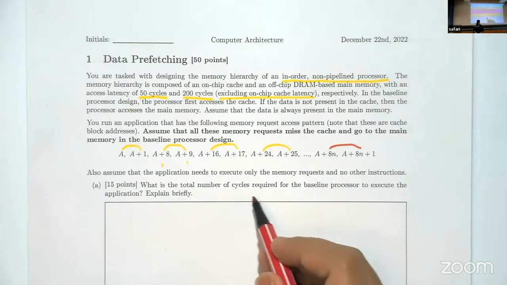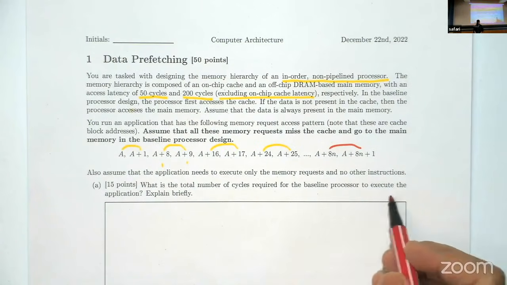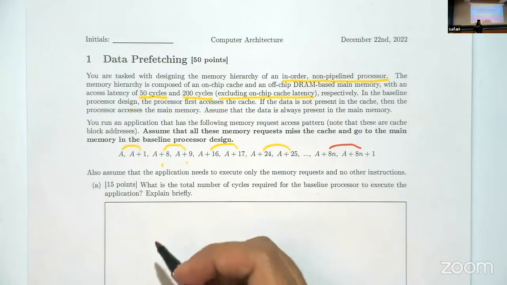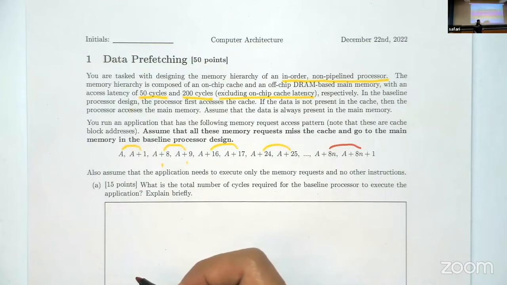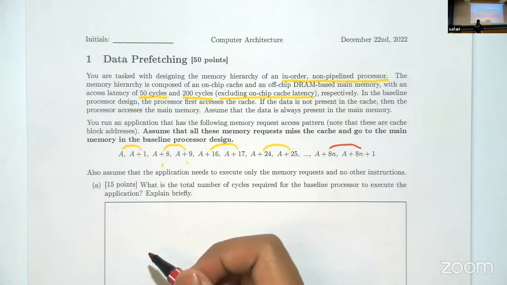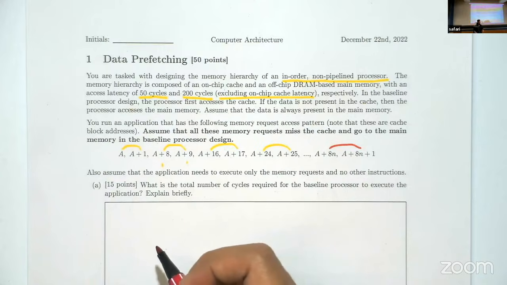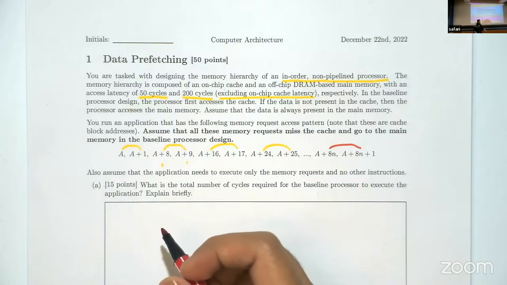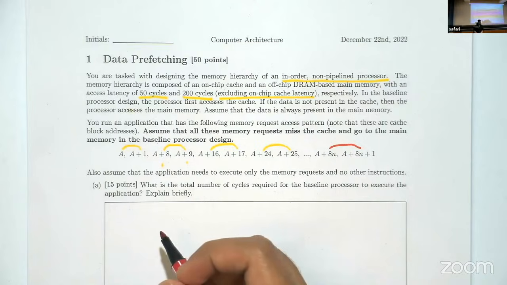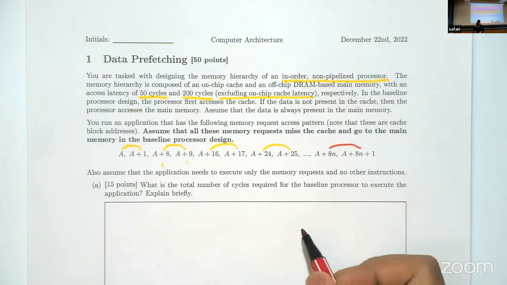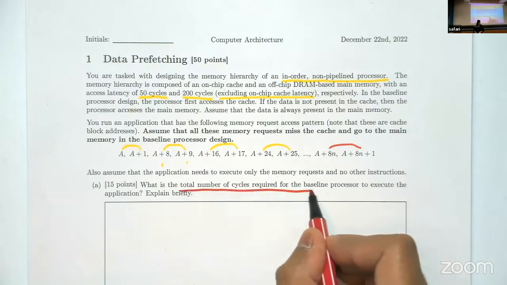What is the total number of cycles required for the baseline processor to execute the application? Explain briefly. Always give some explanation with your answer, so that we can also partially give you credit. If you simply put an answer without any explanation, that does not give us much confidence in how exactly you arrived at that answer. So what is the total number of cycles required for the baseline processor?